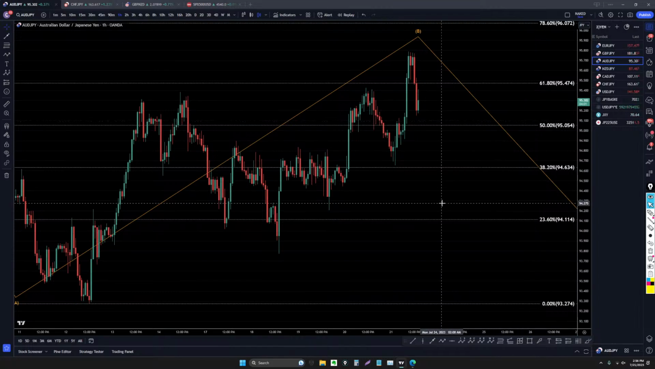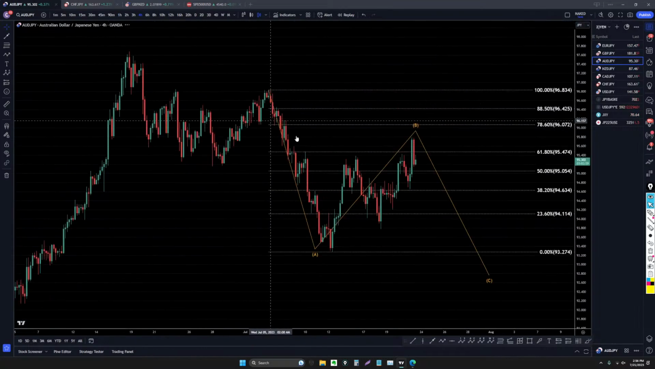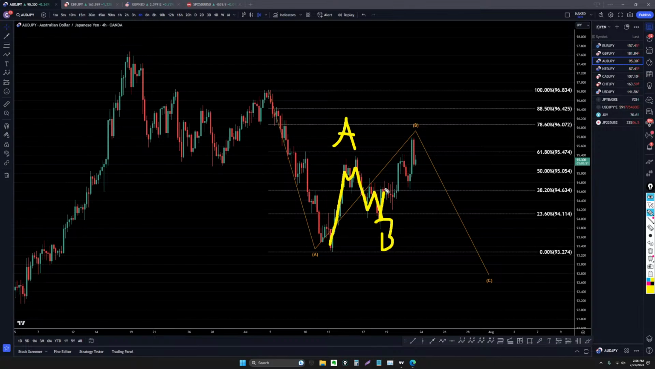So the Aussie yen, kind of the same thing. Let's go to the 4-hour time frame. I think this one might actually be one of the clearest ones. We got an A, we got 3 waves down for the B, we got 1, 2, 3, 4, 5 of C. I would consider that respecting the 61.8.